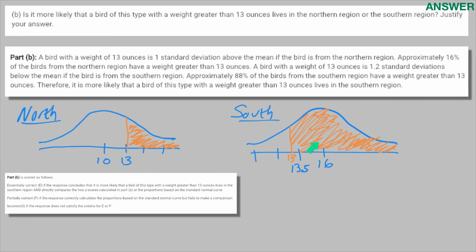You did not have to draw these diagrams. You could get full credit with a z-score argument, but since z-scores may be a little bit confusing as to what's more likely, areas are a better way of comparing probabilities.